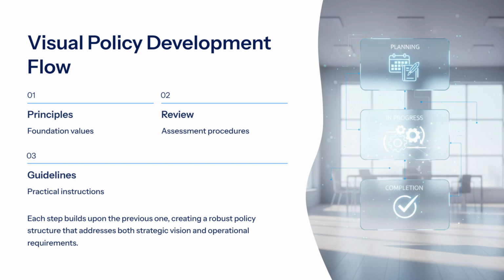On this slide, you see the flow: principles, review, guidelines. Why this order? Because skipping steps leads to weak policies. For example, if you jump straight to guidelines without principles, you risk writing random rules that don't connect to your company's values. If you skip review, you'll never know if the policy is working.